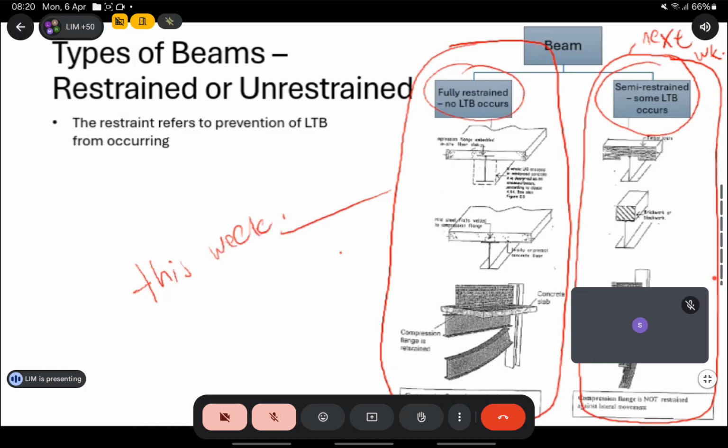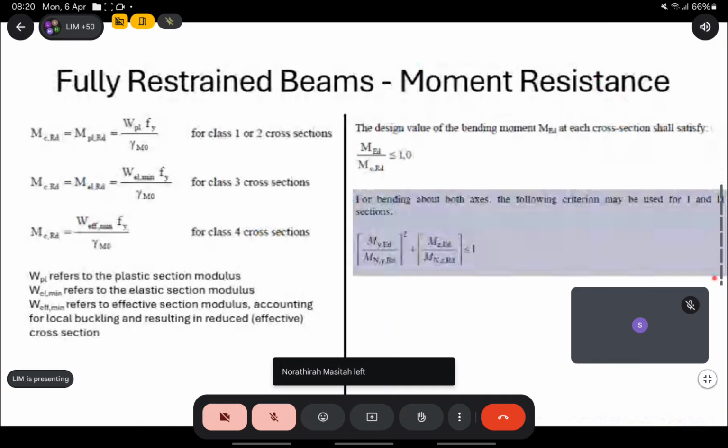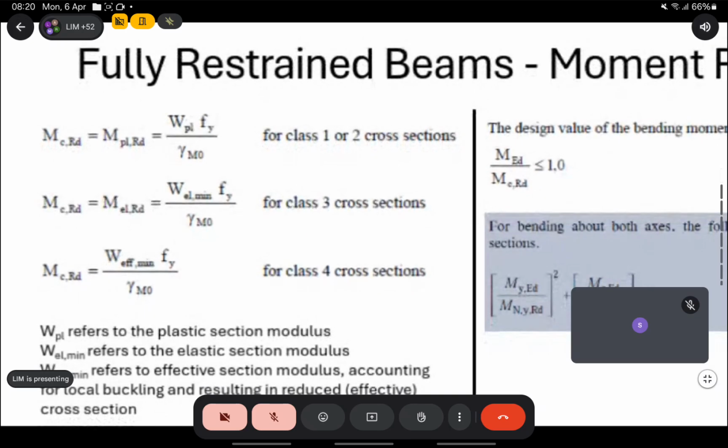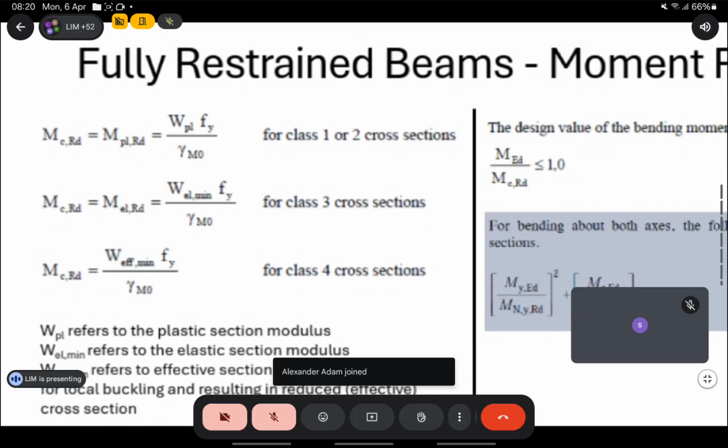So let's talk about fully restrained beams. Obviously you need to know how to calculate the moment resistance and the shear resistance. This is what we are going to go through today. For the moment resistance, the formulas are all here. You memorize the formula, then it's settled for you.